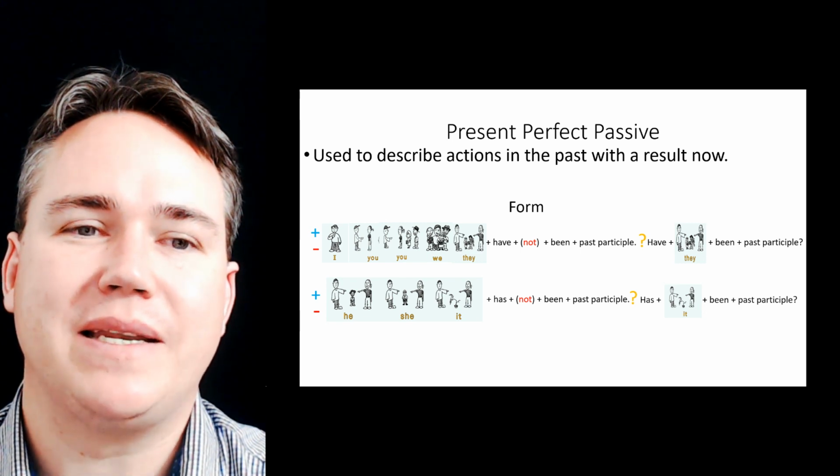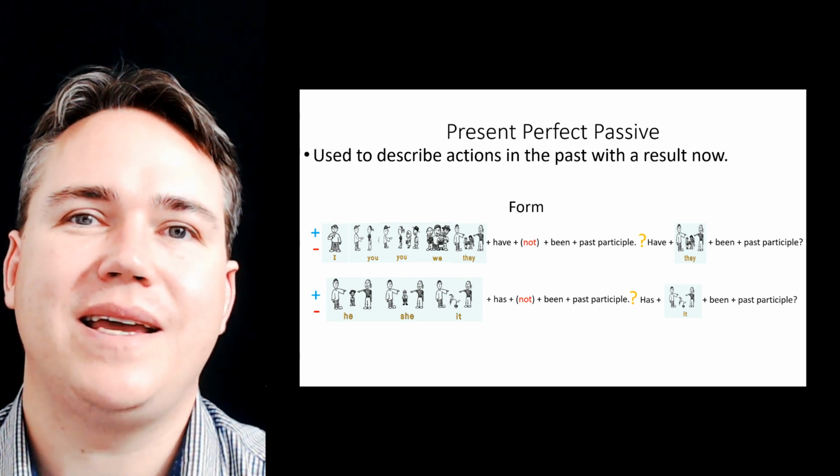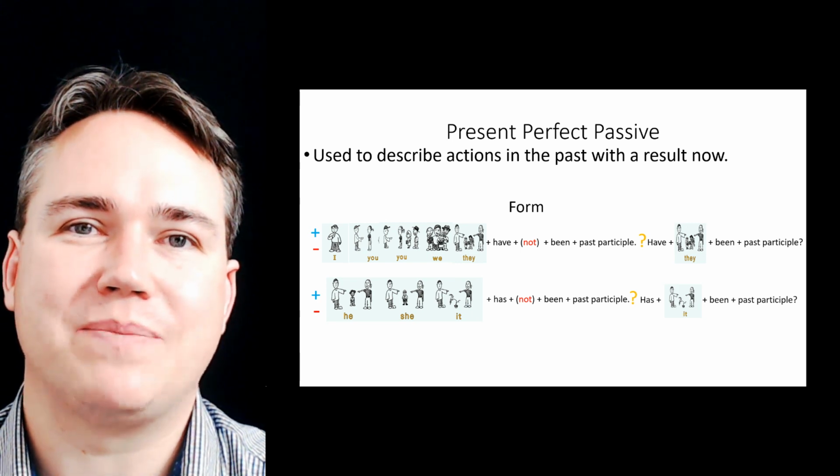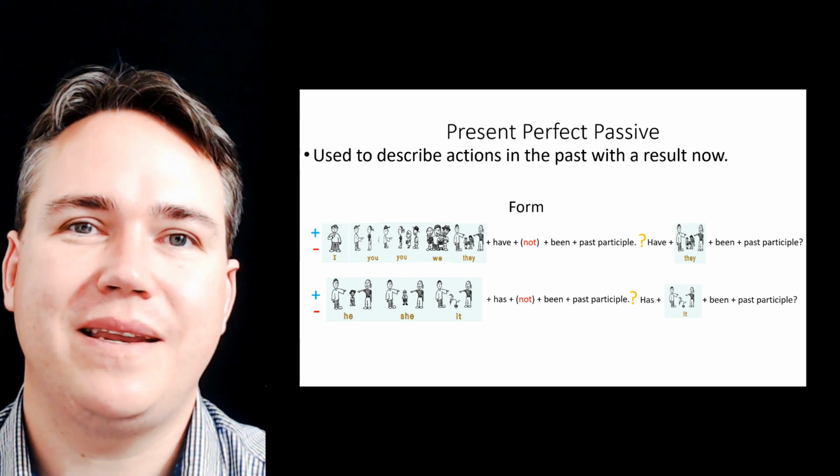He has been, she has been, it has been, and past participle. He hasn't been, she hasn't been, it hasn't been, and past participle. Has he been? Has she been? Has it been? And past participle.